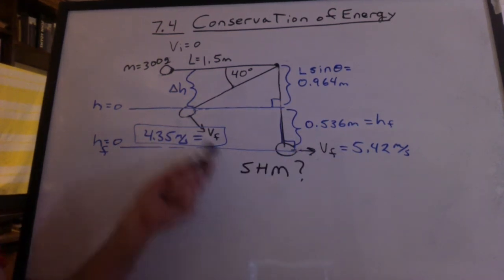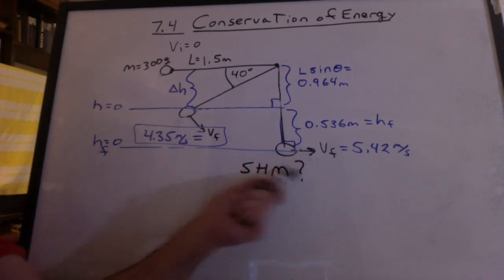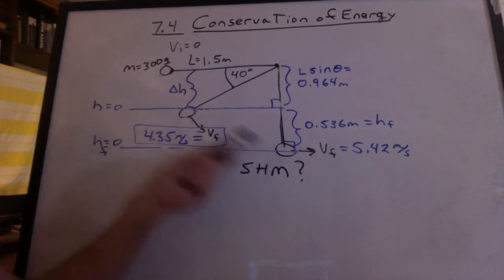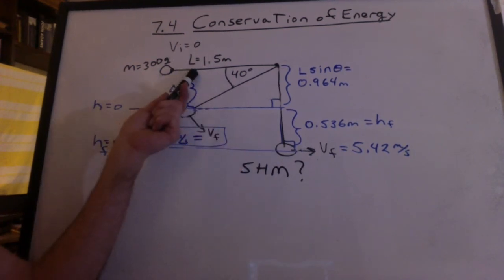Well, you might be wondering, hey, it's a pendulum. Why not use our simple harmonic motion formulas to find the final velocity? Not going to work here because we're way back past the 30-degree pullback. We've pulled it back to 90 degrees.